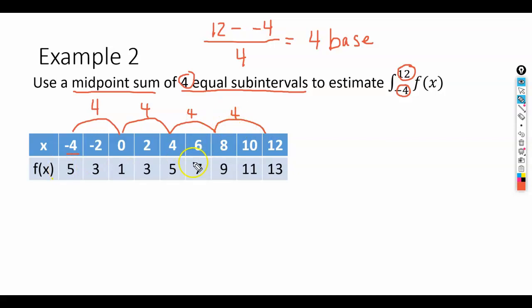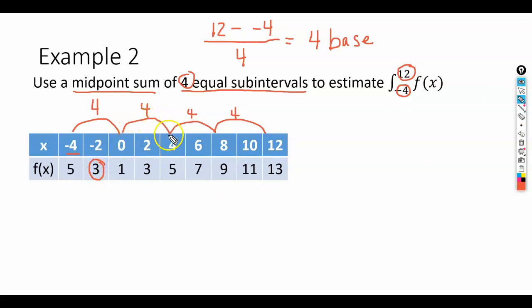All right, now the question is, what height do we use? Well, my first rectangle is going from -4 up to 0. The height on the left is 5, the height on the right is 1, but we want the height that's in the middle, because that's the height that's going to determine the height of the rectangle. So, the height will always be the number that is in the center of each rectangle here, right? So, this height will be 3.